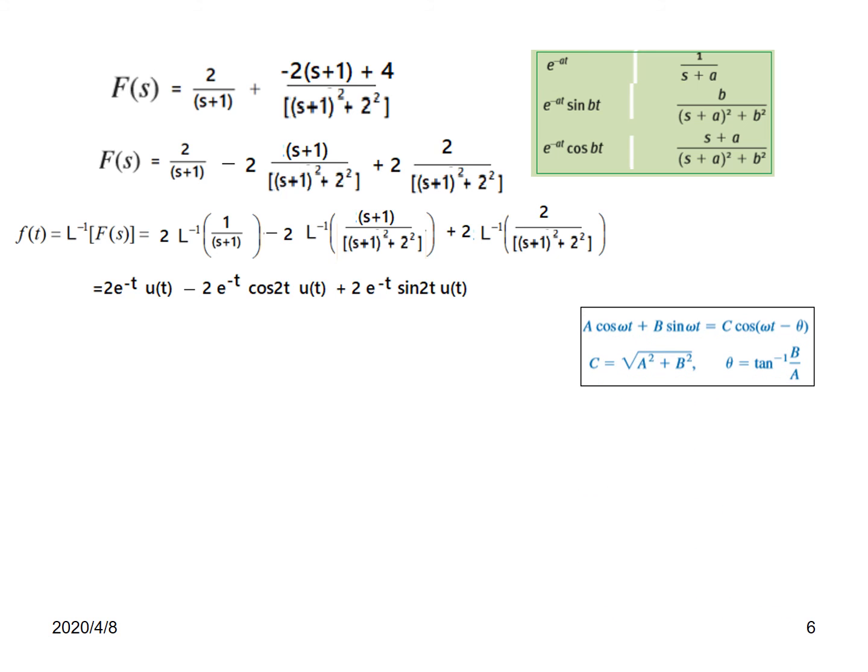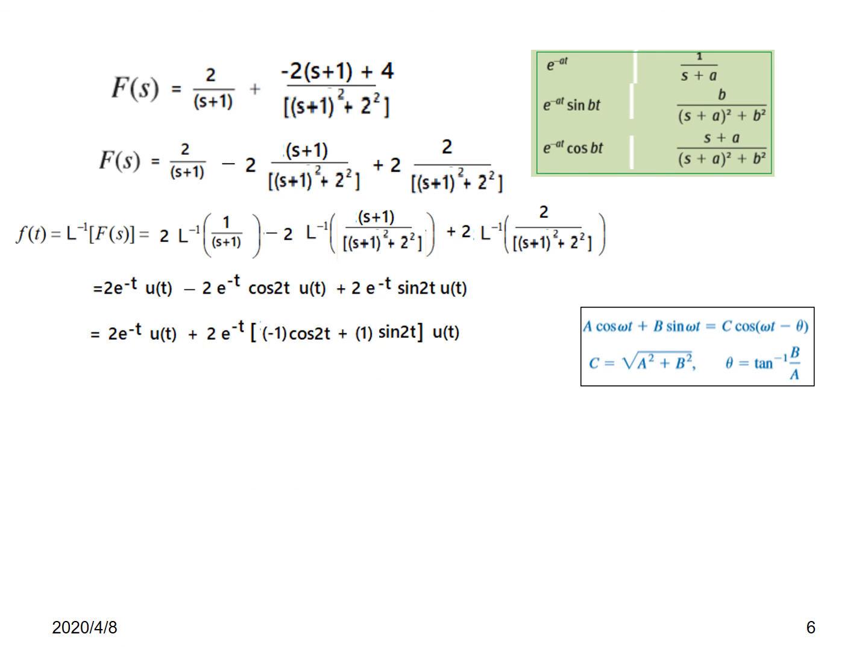Okay, now this is fine, your answer is complete at this point, but we'll go further steps to match the answer with that given in the book. So for that we'll use this formula. A cos omega t plus B sin omega t can be written as C cos of omega t minus theta, where C is the square root of A square plus B square and theta is tangent inverse B over A.